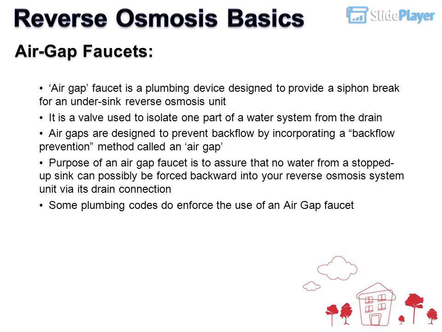Air gap faucets. An air gap faucet is a plumbing device designed to provide a siphon break for an under-sink reverse osmosis unit. It is a valve used to isolate one part of a water system from the drain. Air gaps are designed to prevent backflow by incorporating a backflow prevention method called an air gap. The purpose of an air gap faucet is to assure that no water from a stopped-up sink can possibly be forced backward into your reverse osmosis system unit via its drain connection. Some plumbing codes do enforce the use of an air gap faucet.